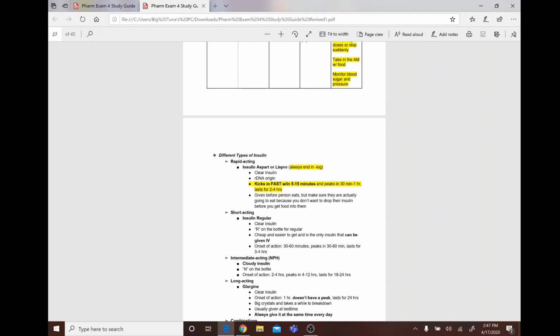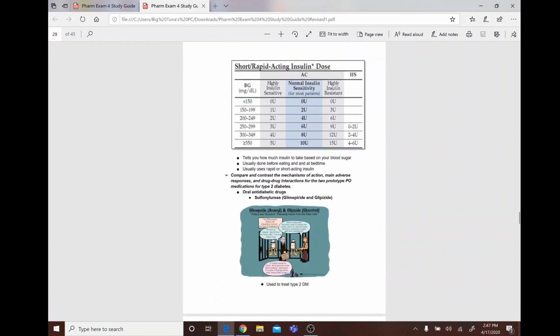What do rapid-acting insulins end in? Log. How long does rapid-acting insulin take to kick in? 5 to 15 minutes. How long does rapid-acting insulin take to peak? 30 minutes to an hour. How long does rapid-acting insulin last? 2 to 4 hours.